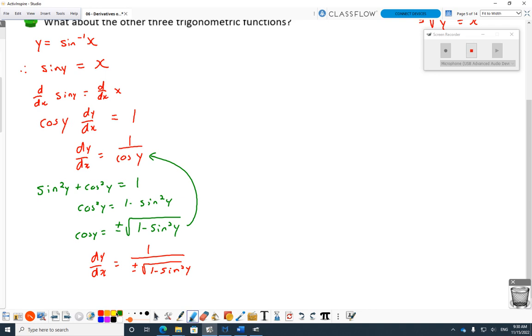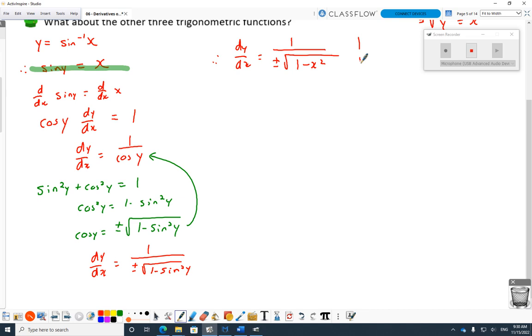Oh, sine y is x. It's good. That is good stuff. Therefore, dy by dx equals 1 over plus or minus square root 1 minus x squared. Oh, that's great stuff. That gets the exclamation mark for you chess players. That's like, whoa. Now it's in terms of x.